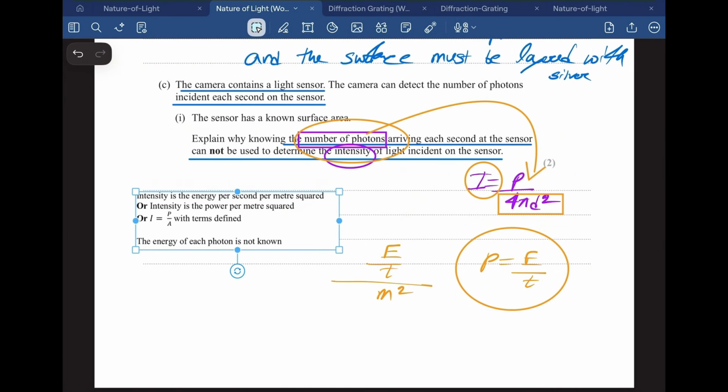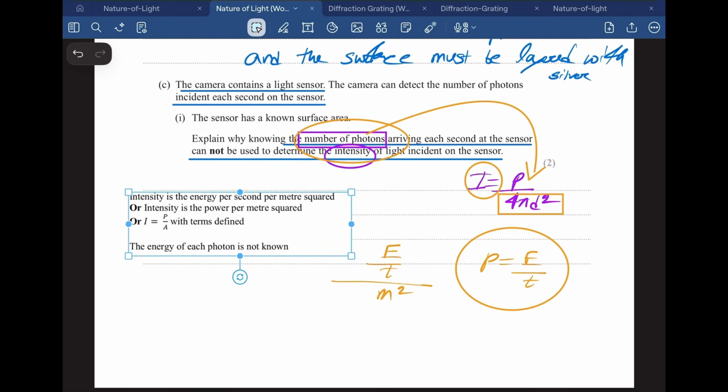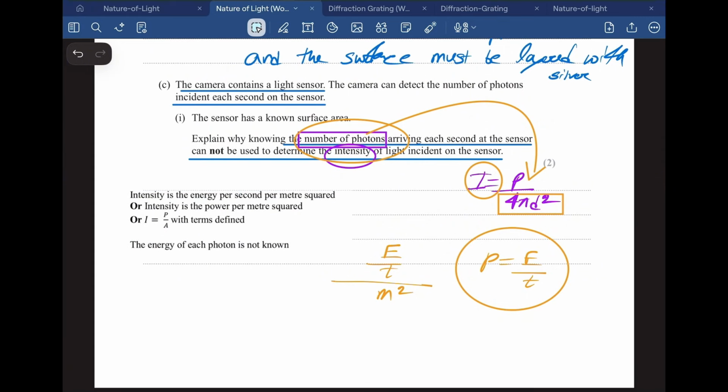Okay, we'll have to know the energy of the photons to figure out the intensity. We'll have to know the energy of the photons per second incident per meter squared to get the intensity. The number of photons is not going to help. The total energy of the photons is going to help us. So intensity is the energy per second per meter squared, or intensity is equal to power by area.